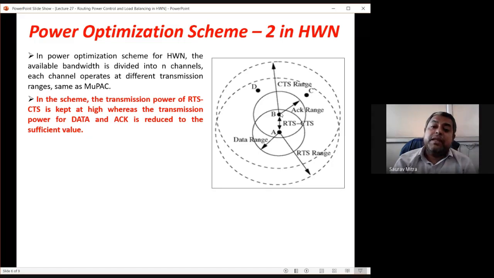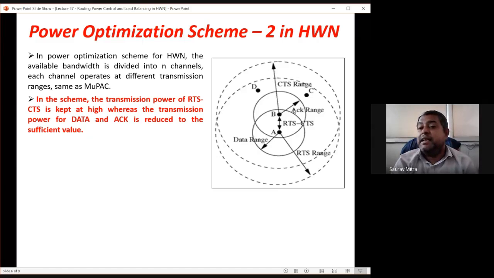Same thing happens to B. B is transmitting CTS. CTS is actually meant from B to A, but B is transmitting CTS for a bigger radius. So C and D are also coming to know that A and B have formed a couple. Then B is acknowledging the data packet. So C and D will also come to know that yes, B is transmitting something, but what is it transmitting? Acknowledgement signal.